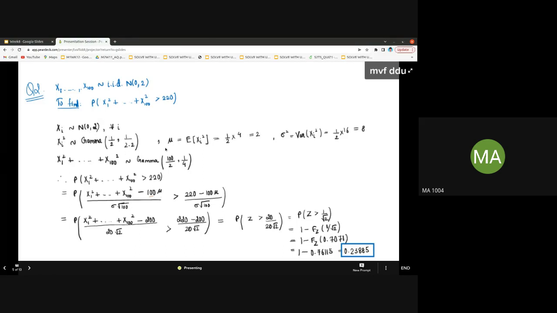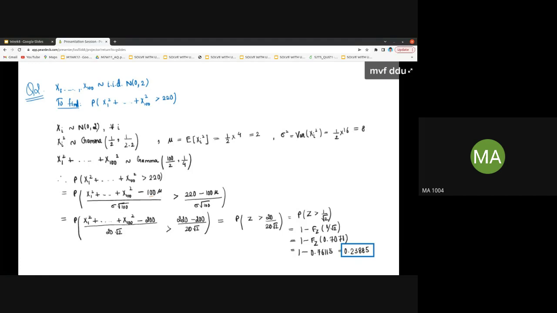So now I know the expected value of this gamma distribution, which is alpha by beta. Alpha is half and beta is 1 by 4. So half divided by 1 by 4 will be 4 by 2, which is 2. And sigma square, the variance of these xi squares, will be alpha by beta square. Alpha is half and beta is 1 by 4. So 1 by 2 divided by 1 by 4 whole square. So we are going to get 16 by 2, which is 8.